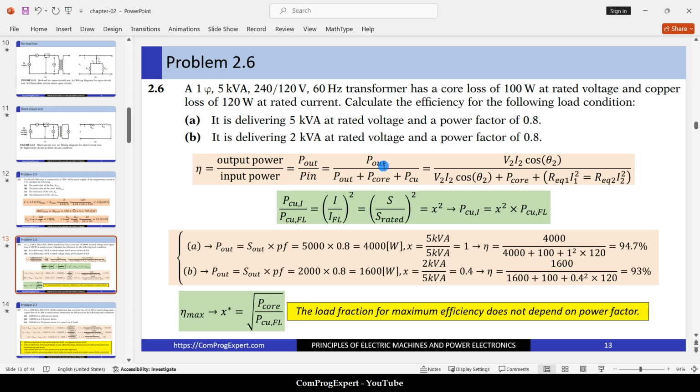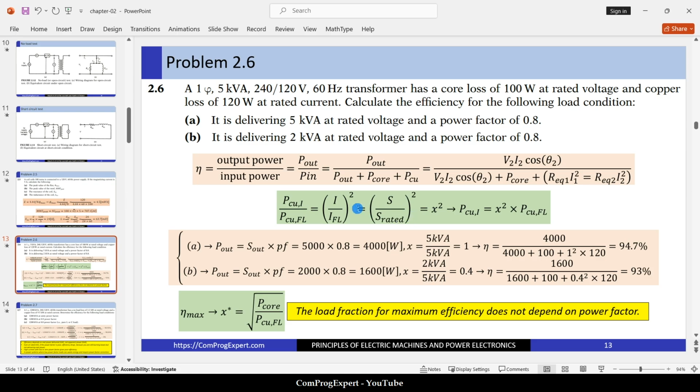So we will have this: the value of the copper losses at a desired output current is equal to x to the power 2 times the value of copper losses for full load current, where x is this fraction that we have here.